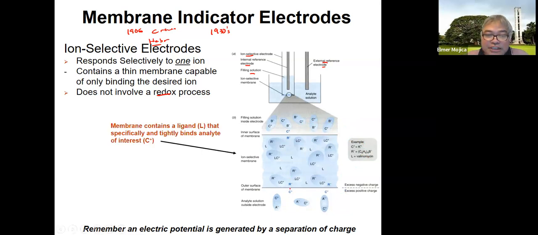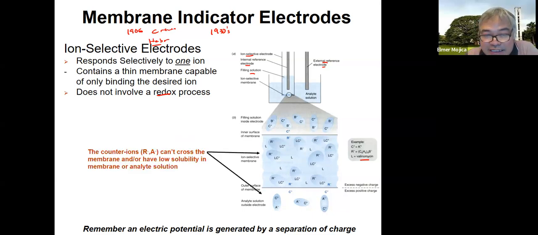So what is really happening here? The membrane contains some sort of a ligand. The ligand in the example I'm giving is valinomycin, which specifically and tightly binds the analyte of interest. Let's say the analyte of interest here is K+. There are counter ions there, in this case tetraphenylborate, and they can't cross the membrane.